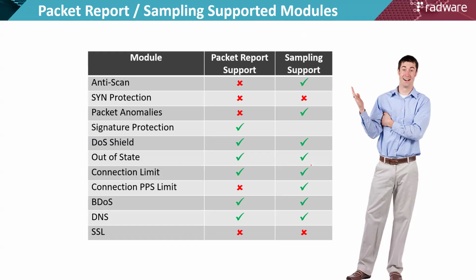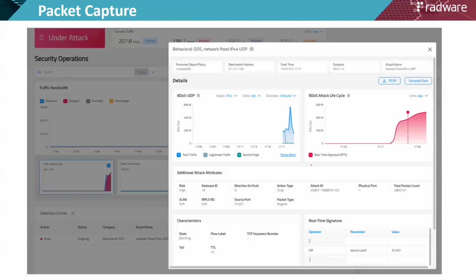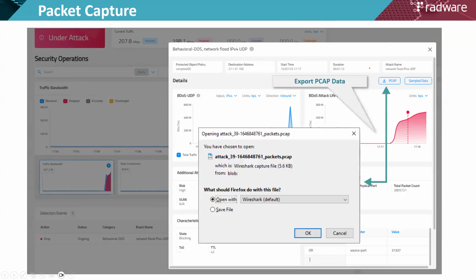Packet captures are supported on these particular modules. The stored packet capture files can also be gotten from here. Whenever an attack has been detected and we are mitigating it, a sample of the packet capture is stored. You can click on this icon and you will get an option. You can directly open it via Wireshark, or you can save it on your local PC and then open it.